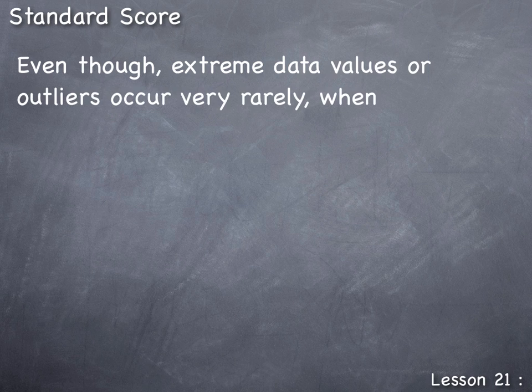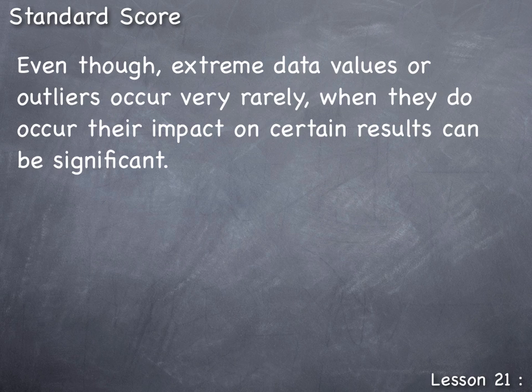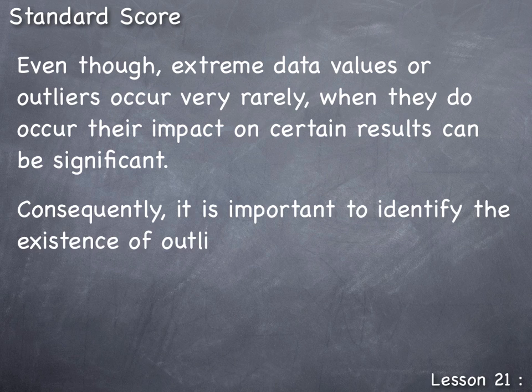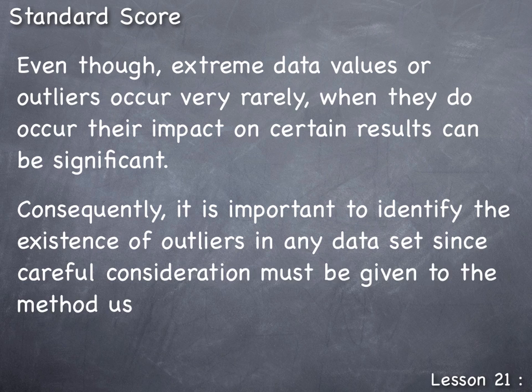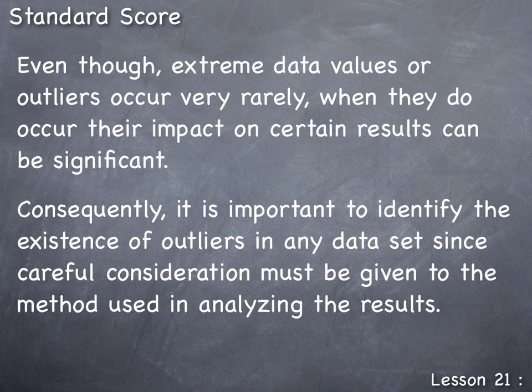Even though extreme data values or outliers occur very rarely, when they do occur, their impact on certain results can be significant. Consequently, it is important to identify the existence of outliers in any data set, since careful consideration must be given to the method used in analyzing the results. So whenever we find a particular data value that has a standard score of -3 or lower, or +3 or higher, we classify that as an outlier. Then we need to consider the types of statistics that we'll use to analyze results.